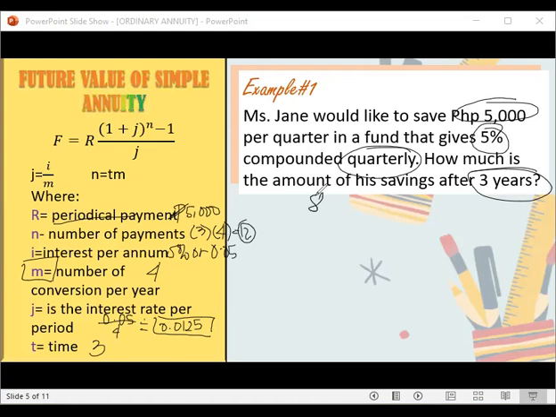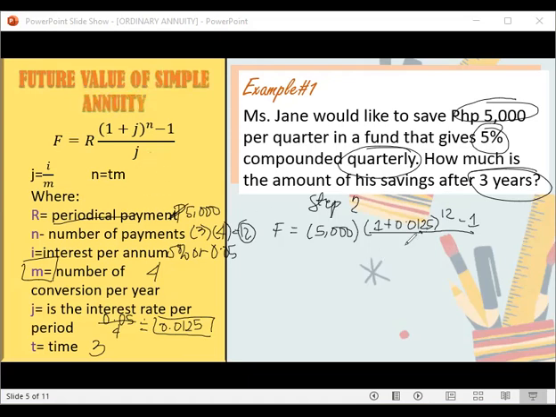So, proceed tayo sa step 2. So, ano nga ulit yung step 2? Apply the formula or substitute na natin yung given doon sa formula. So, F is equal to your R, 5,000 times 1 plus your J, 0.0125 raised to 12. Yung N mo kasi ay 12. Minus 1. So, again po ha, nagsasubstitute lang tayo.